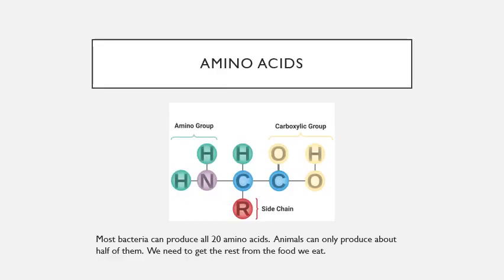Bacteria can produce all 20 amino acids. Remember, we talked about amino acids when we talked about the genetic code. We animals can only make about half of those. We can't make them all ourselves. It would be awesome if we could. We'd be self-reliant. Instead, we have to get those amino acids, those ones we cannot create, from the food that we eat.